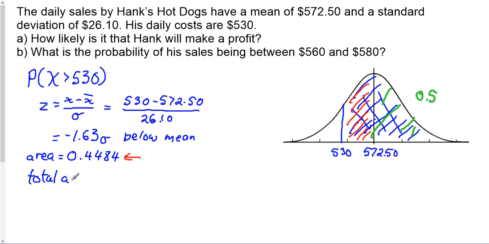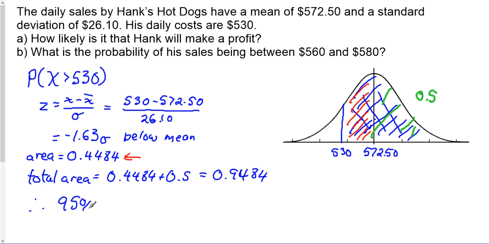So our total area, that's the blue area, is going to be that area from 530 up to the mean, 0.4484, plus 0.5, which is going to give us 0.9484. We can interpret that as a percent, so let's round that up to 95%. So there is a 95% chance that he will make a profit.